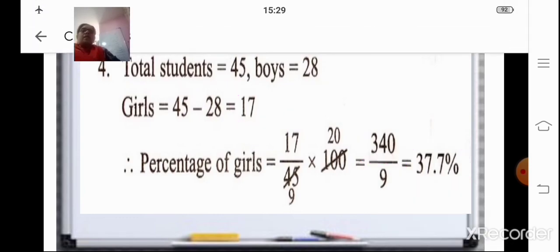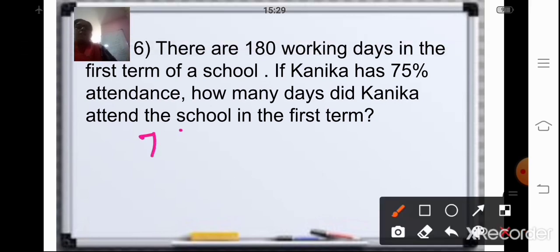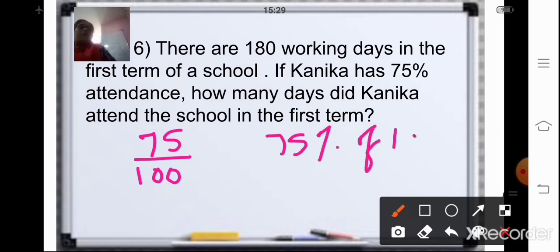Okay, coming to the next word problem. There are 180 working days in the first term of a school. If Kanika has 75% attendance, how many days did Kanika attend the school in the first term? So here it is 75% of 180 working days. We'll first write the fraction to find the percentage, that will be 75 upon 100. We have to find the value of the number.